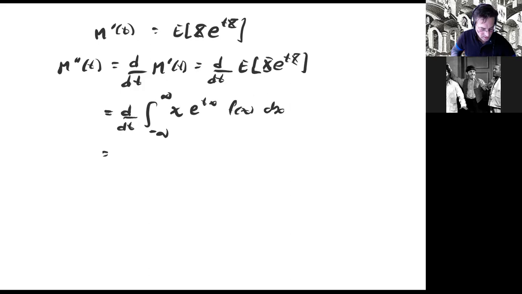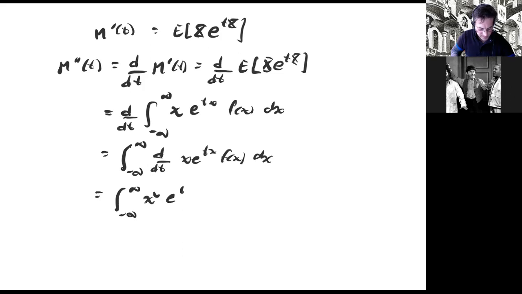Again, I'm going to commute integration and differentiation. So this is the integral from minus infinity to infinity of the derivative of x e to the tx times f of x. It's the t derivative though. And so you're going to get the integral from minus infinity to infinity of x squared e to the tx f of x dx. In other words, it's the expected value of x squared e to the tx.